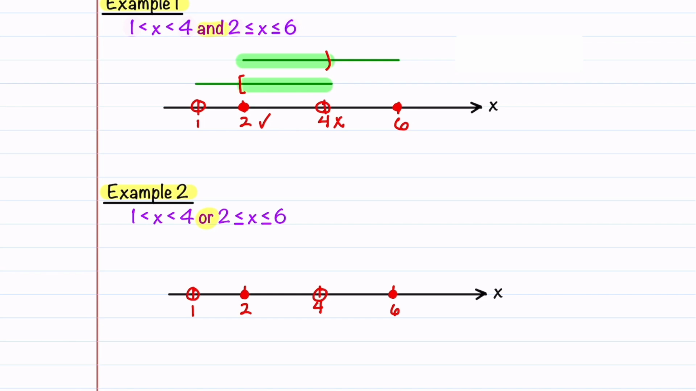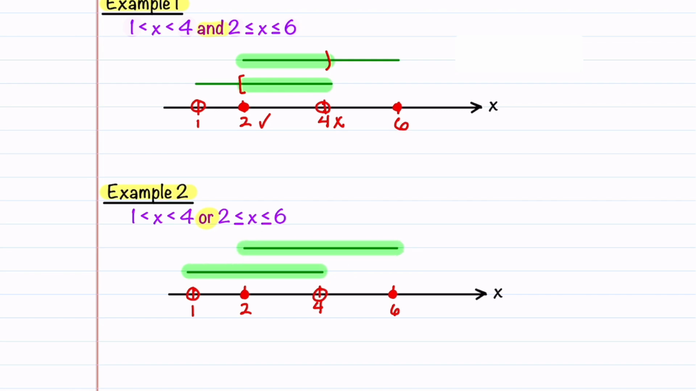We'll now mark each interval with a line. We have an interval between 1 and 4, and another interval between 2 and 6. We now need to determine which intervals will be included in the answer. An or between 2 inequalities indicates that we can include points that are in one interval or the other. They don't need to be in both intervals. The points that will be included are going to be in this interval or in this interval.